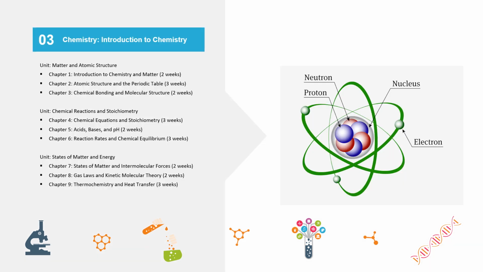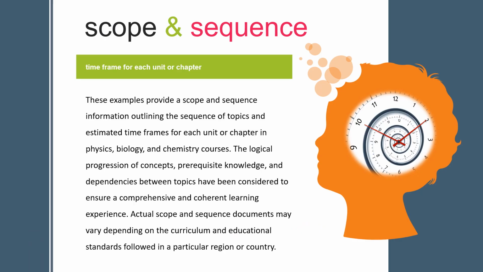And here are examples of scope and sequence information for chemistry. These examples provide a scope and sequence information outlining the sequence of topics and estimated time frames for each unit or chapter in physics, biology, and chemistry courses.